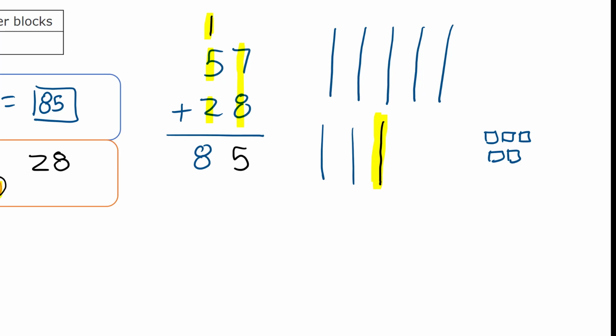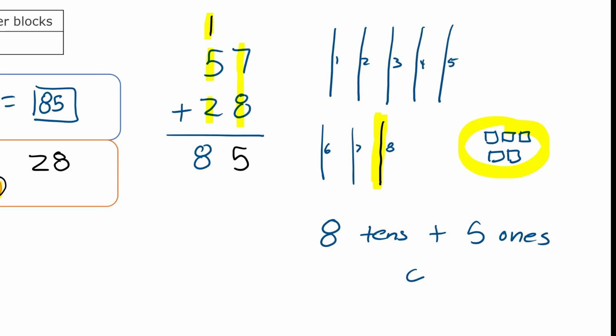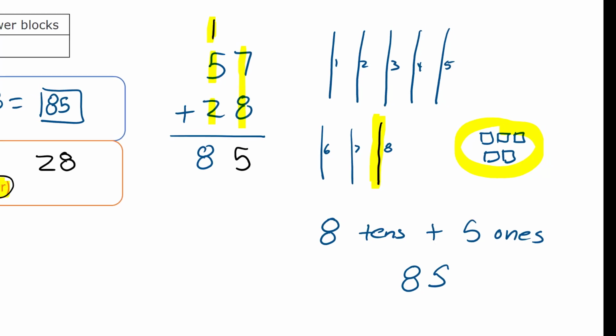So this is what we have left over. Now if we count all of our rods, we have 1, 2, 3, 4, 5, 6, 7, 8. 8 rods, or 8 tens. So there's our 8 tens. And then what do we have left right here? Well, we have our 5 ones. And this is our 5 ones. 8 tens plus 5 ones. And that's the same thing as 85. So visually, that's how we can come to our answer.